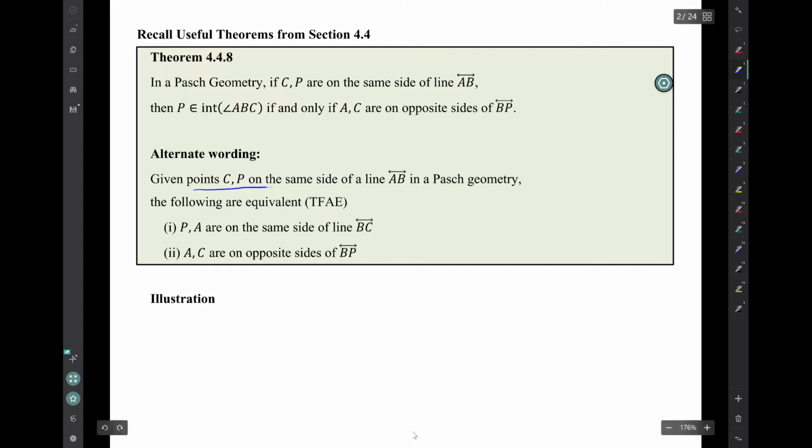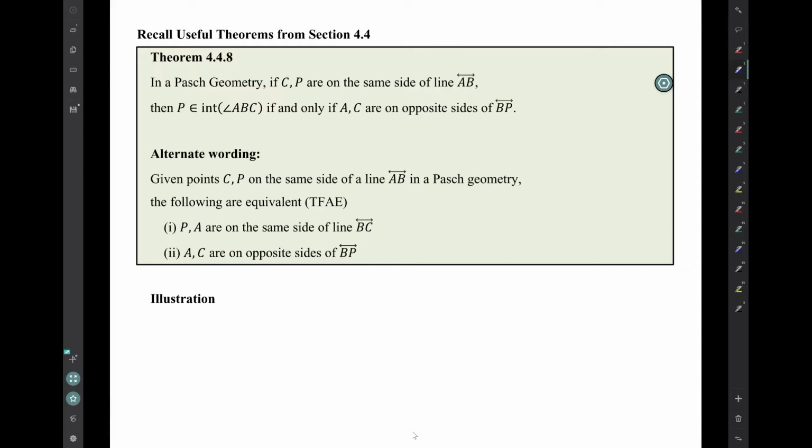Given points C and P on the same side of line AB in a past geometry, the following statements are equivalent. That is, they're either both true or they're both false. Statement 1 is P and A are on the same side of line BC. Statement 2 is A and C are on opposite sides of line BP.